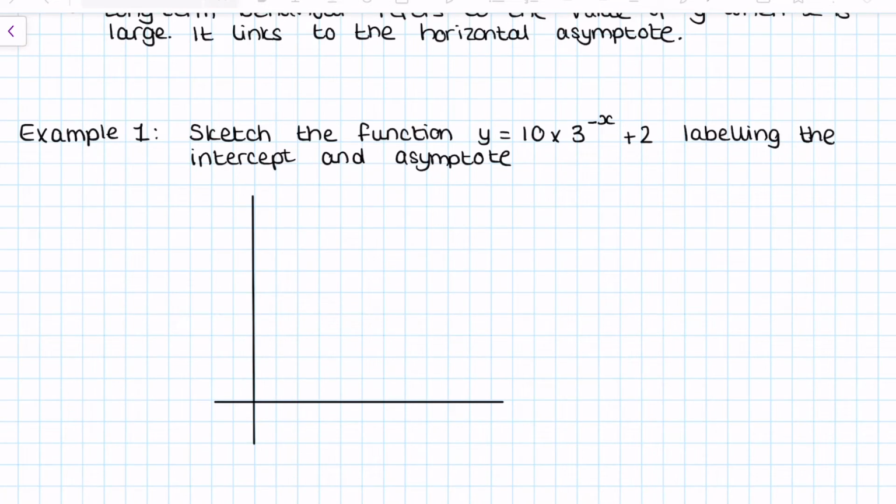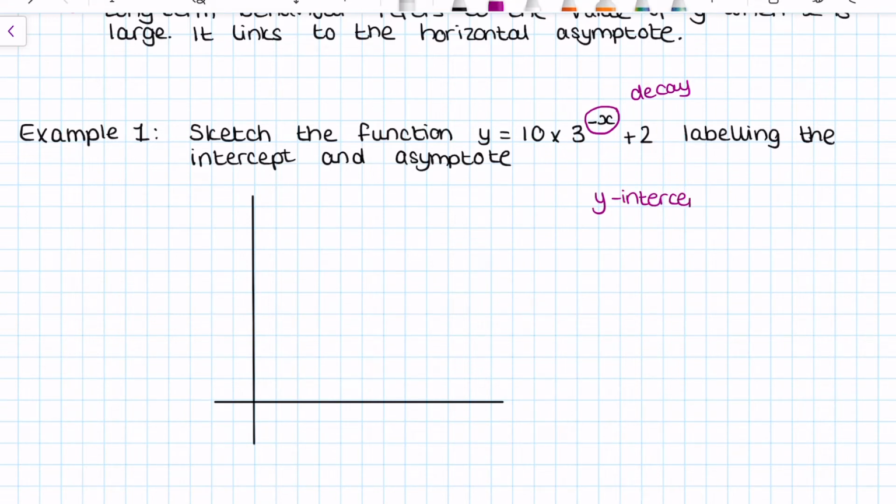First example, sketch the function y equals 10 times 3 to the power of negative x plus 2, labelling the intercept and the asymptote. So first of all, we see it is a negative power, which means it is an exponential decay, which means the graph is going to be going down like that when we draw it. To draw this, we also need to know the y-intercept and the asymptote.